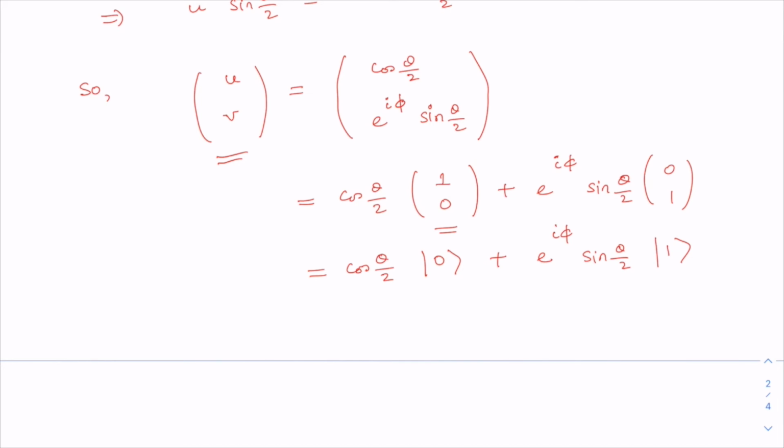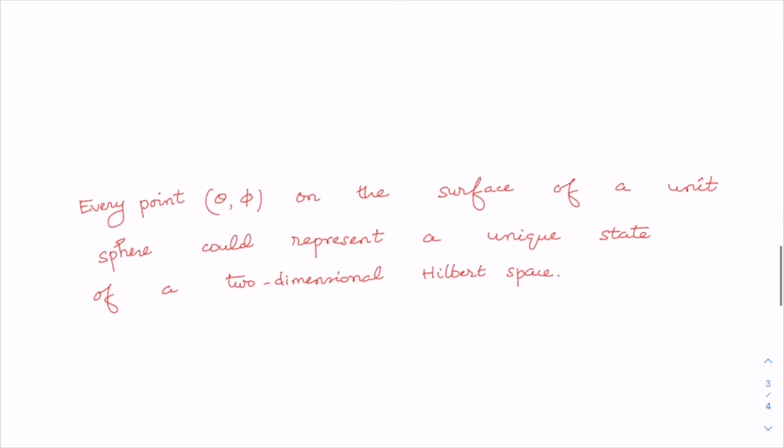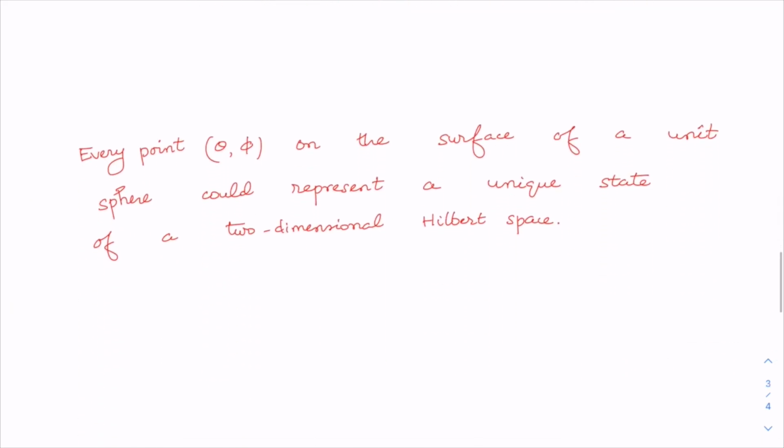You can notice that this eigenvector corresponding to the Pauli vector along an arbitrary direction, which can be represented as a superposition of ket state 0 and ket state 1, is dependent on the angles theta and phi. So this actually led Felix Bloch to come up with the idea that every point theta, phi on the surface of a unit sphere could represent a unique state of a two-dimensional Hilbert space.